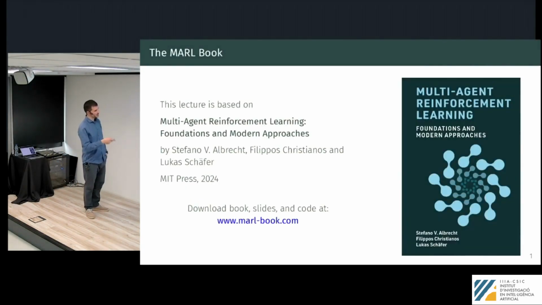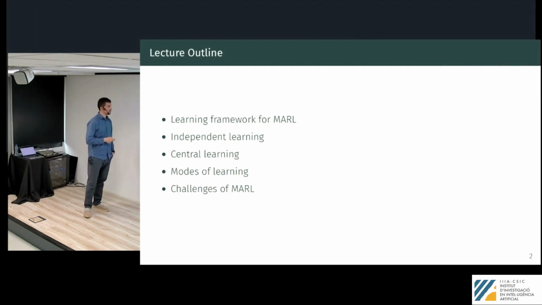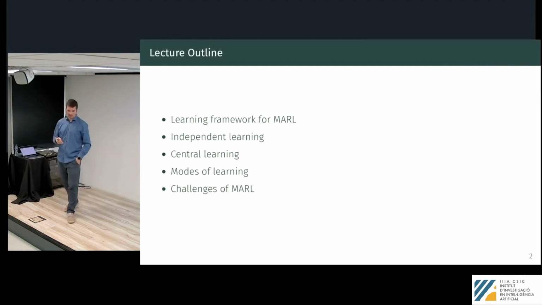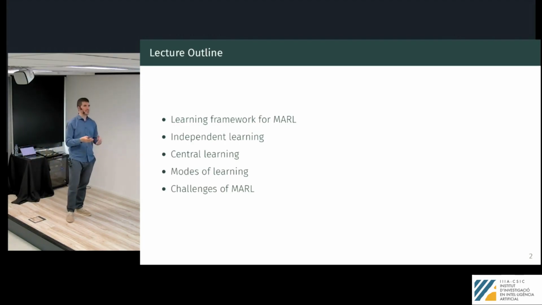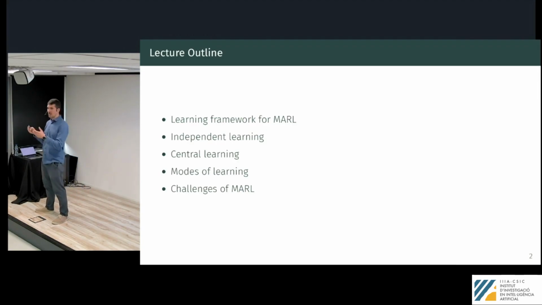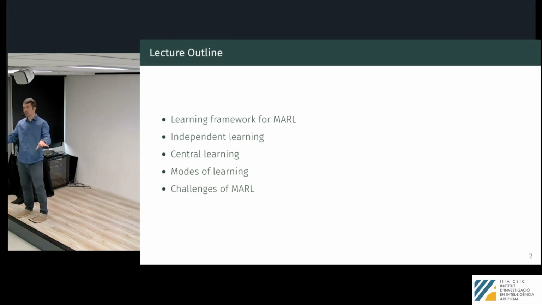Again, this is the book. What we're going to cover. First, there's a general learning framework for multi-agent reinforcement learning, and this still applies in today's deep RL-based approaches as well. So I think it's useful to introduce this as a first step. Then there is independent learning, which is one core idea that has been explored. The idea being that every agent uses an off-the-shelf single-agent RL algorithm, and they just learn concurrently and ignore the other agents. That's independent learning, hence the name.